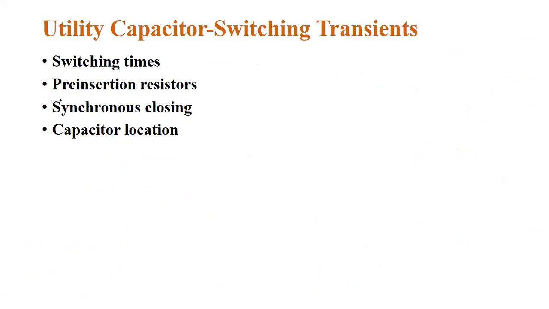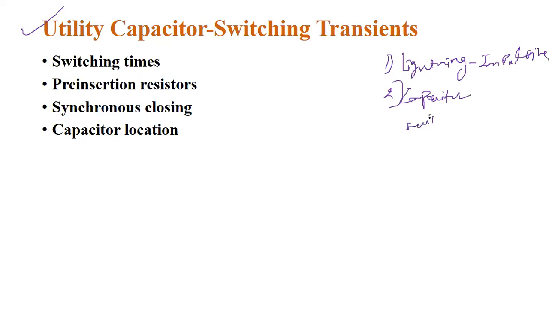Now see, these are transients causes. One thing is lightning, which we are discussing. Lightning causes impulsive transients. The second one is capacitor switching, which causes oscillatory transients. So lightning causes impulsive transients, and capacitor switching causes oscillatory transients.